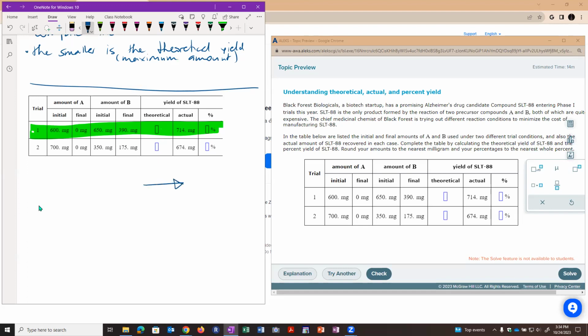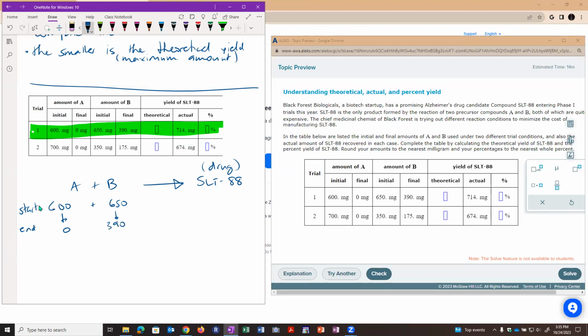It says that this drug, SLT88, that we're trying to make, is made from combining A, whatever A is, together with B. When we combine them, we end up with our drug here that we want, SLT88. So initially, we start off with 600 milligrams of A, plus we have 650 milligrams of B. And at the end, when the reaction is complete, I have none of A left over, and I have 390 milligrams of B left over.